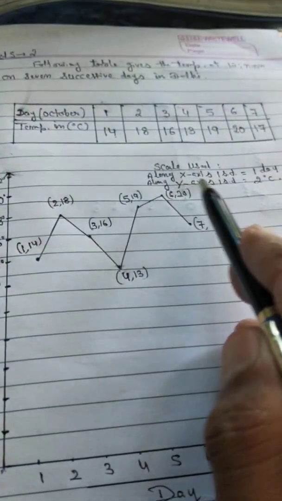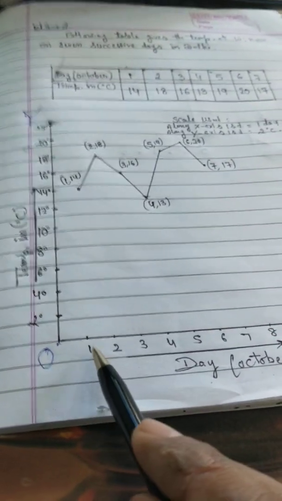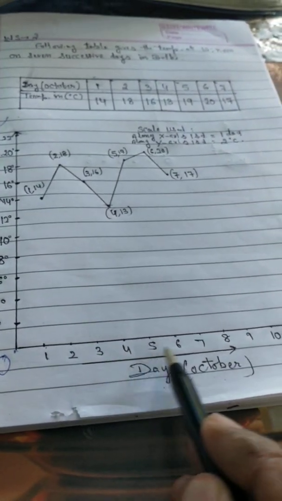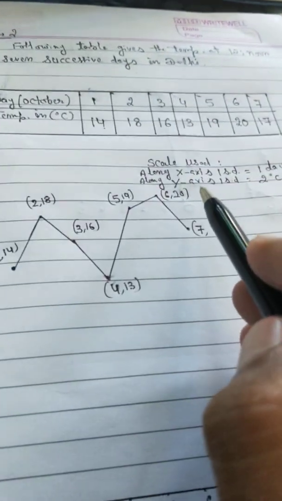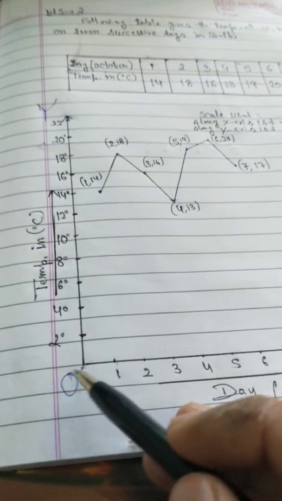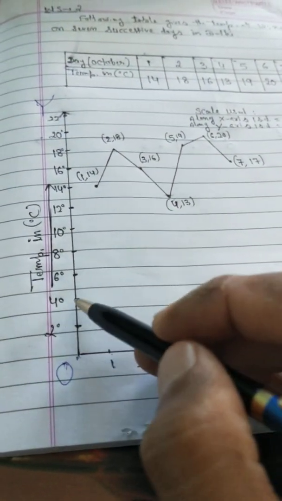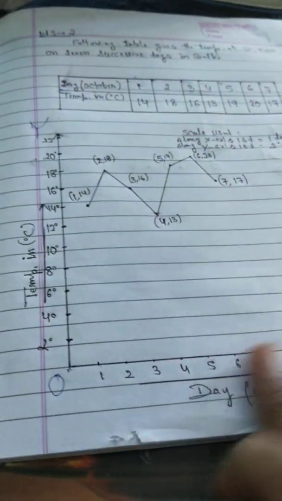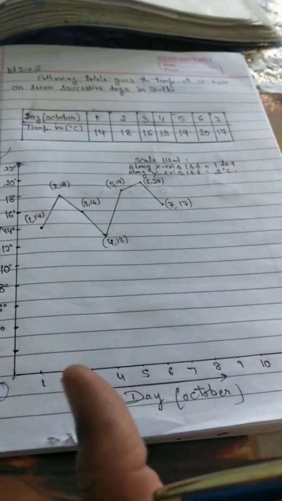Along the x-axis, one small division is equal to 1 day: first day, second day, third day, fourth, fifth. But along the y-axis, one small division is equal to 2 degrees Celsius: 2, 4, 6, 8, 10, 12, 14. This part contains the scale used, and it carries half a mark in your graph. If the question is for 2 marks.